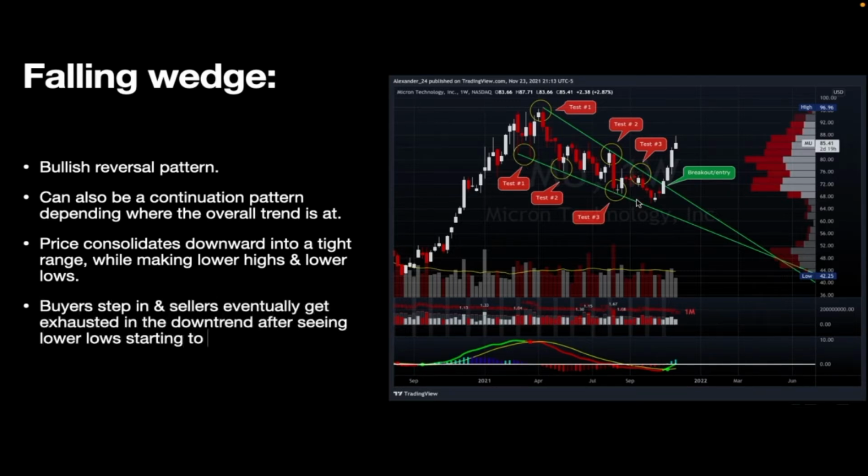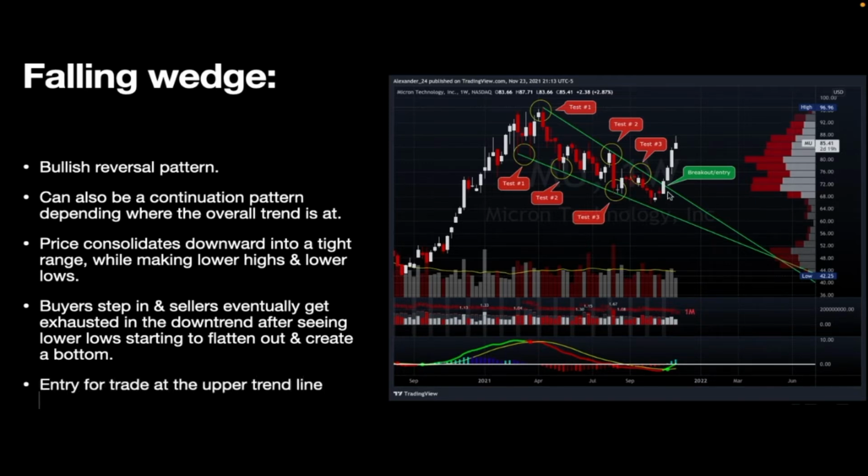So for falling wedges, buyers step in and sellers eventually get exhausted in the downtrend after seeing lower lows starting to flatten out and create a bottom. So we can see lower highs, lower lows, and then right here is where we start to see the trend kind of flatten out, right? We don't have a test on the bottom line. We actually see it going towards more the middle. So that's essentially flattening out, and buyers are starting to step up, and sellers are also starting to get exhausted.